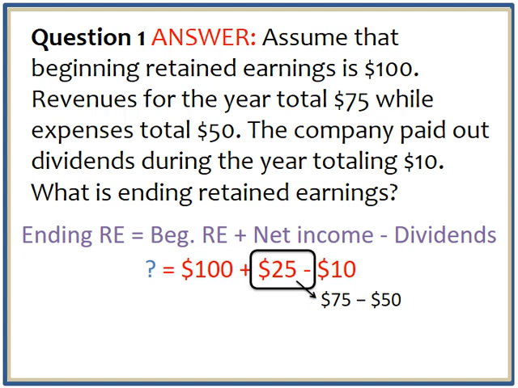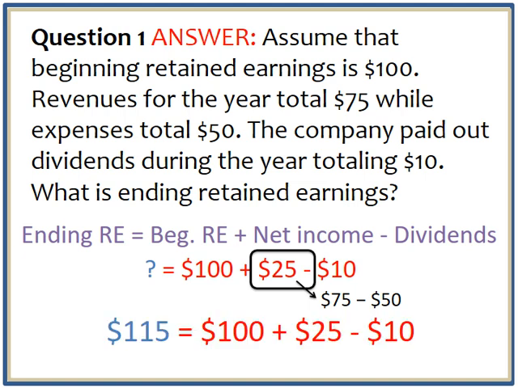Next, we need to subtract the dividends of $10. So overall, we are using the equation of $100 plus $25 minus $10 to arrive at the ending retained earnings of $115. That's it. Take it step by step and you will do fine.